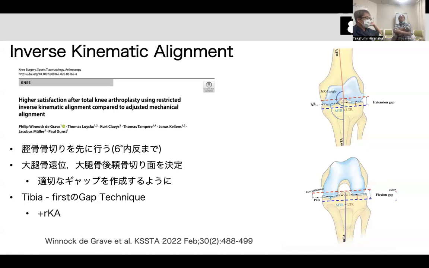Really? Only the downsizing is okay, increasing the medial gap? Yes, many surgeons do that. Oh, really? After the smaller component, cut the medial border? Yes.